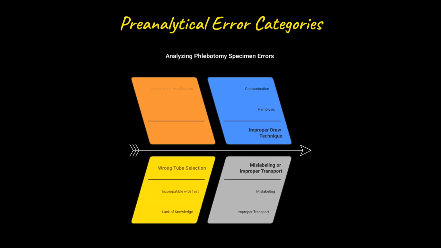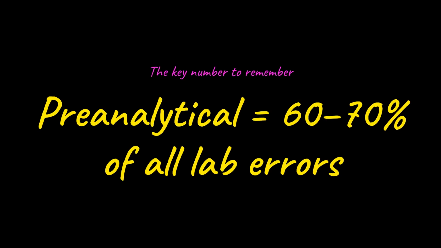The most common pre-analytical errors cluster into 4 categories: patient misidentification, wrong tube selection, improper draw technique causing hemolysis or contamination, and mislabeling or improper transport. Quality programs design specific countermeasures for each category, which is why phlebotomy training and specimen handling protocols are central to any laboratory quality program. When an exam stem asks which phase contributes the most errors, the answer is pre-analytical at 60 to 70%. Improving phlebotomy operations yields the largest measurable reduction in total laboratory error rate.